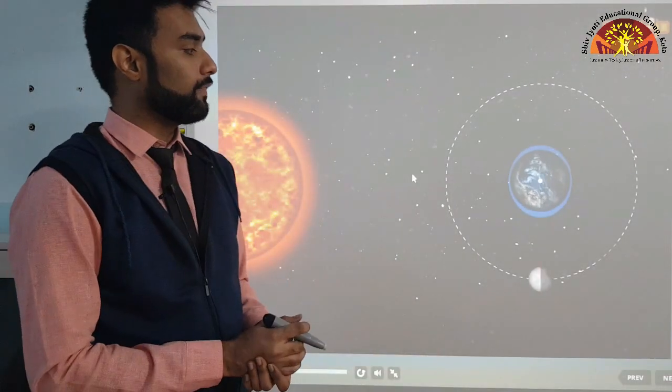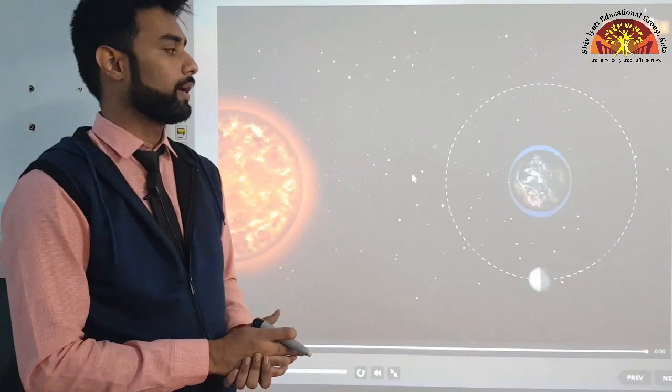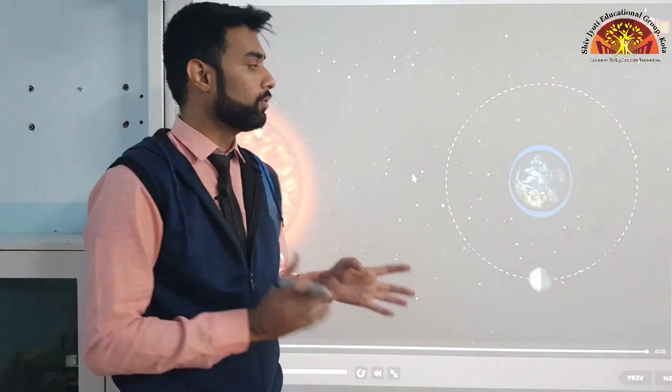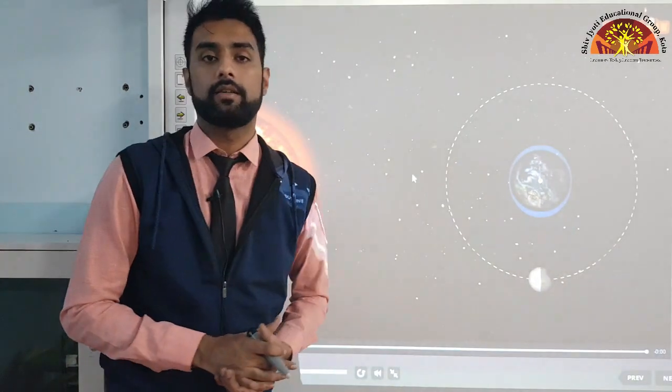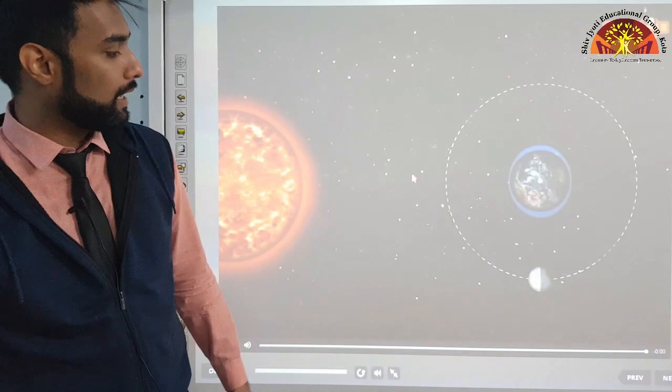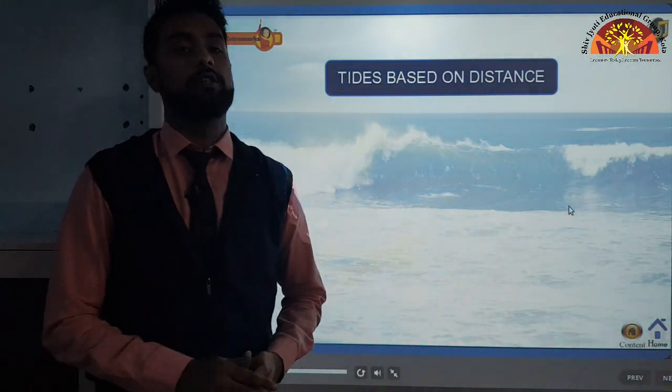So every 7 days we will have a neap tide and another 7 days we will have a spring tide, which tells us that the moon takes 28 days in total to complete one revolution around the earth. Now, the next type of tides that we have is the tides based on distance.